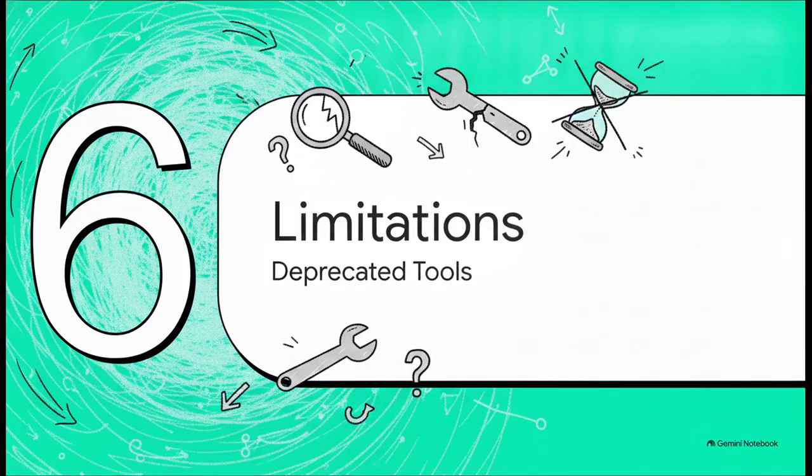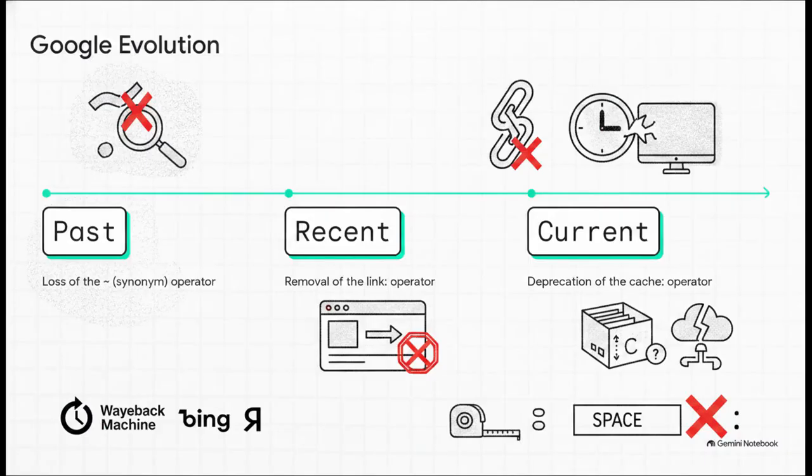Section 6. Limitations and Deprecated Tools. As incredibly powerful as this all is, we have to remember that the search ecosystem is constantly shifting. Search engine algorithms are always evolving, which means operators often get deprecated or removed entirely over time. For example, the tilde symbol used to be a really great dedicated synonym operator, but Google eventually phased it out. The link: operator, which used to show what sites linked to a specific URL, has also been largely removed. And most notably, the cache: operator, which investigators loved because it used to pull up historically saved versions of web pages directly from the search bar, is no longer officially supported in the same way.